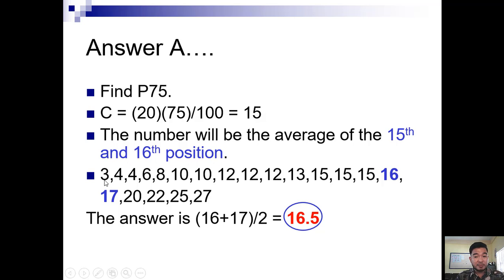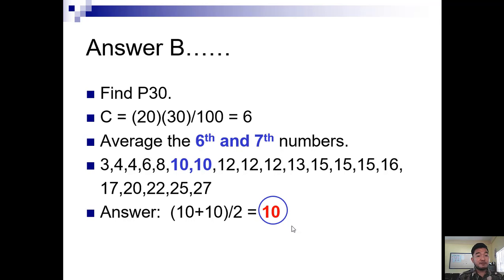So, bilangin natin ano yung pang 15 at 16. 1, 2, 3, 4, 5, 6, 7, 8, 9, 10, 11, 12, 13, 14, 15. Yung pang 15 ay 16 at yung pang 16 ay 17. We add 16 plus 17 is 33 divided by 2 is equal to 16.5. So the answer, 75th percentile is 16.5.